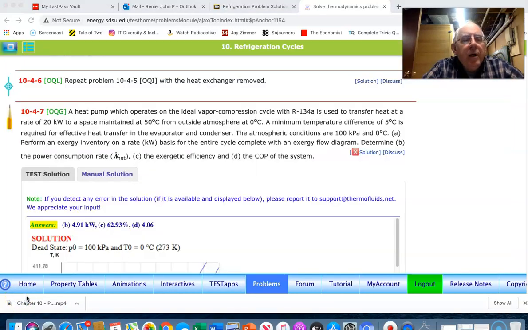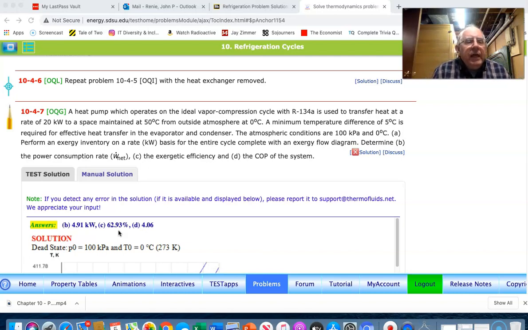Okay, there's been a gap here. I went back and re-looked at the problem, and the answer to the COP is 4.06, and that's the number that we saw. The rate of work ended up being 4.91 kilowatts, and that's due to the reduced amount of mass flow rate. And then also on the cycle panel, one saw that the second law, or exergy efficiency, was calculated to be 62.93.